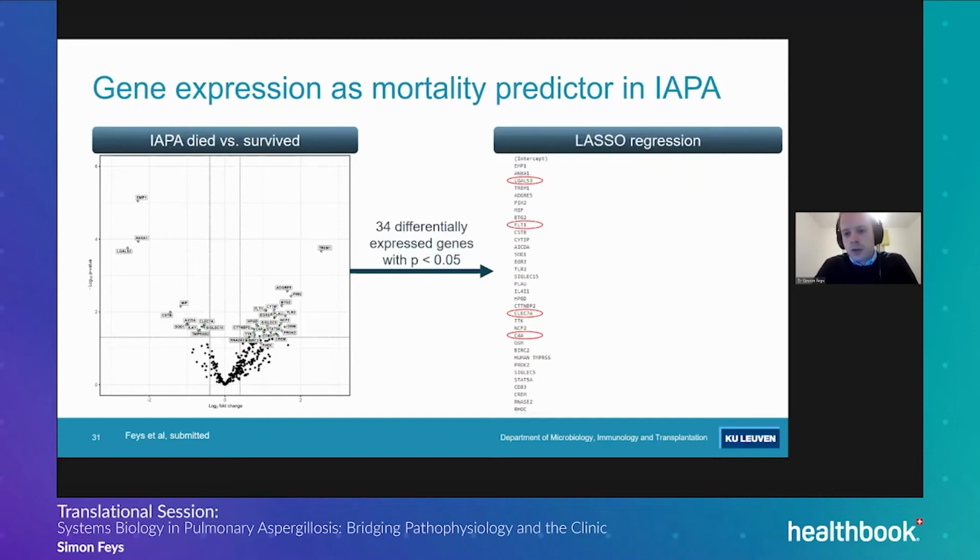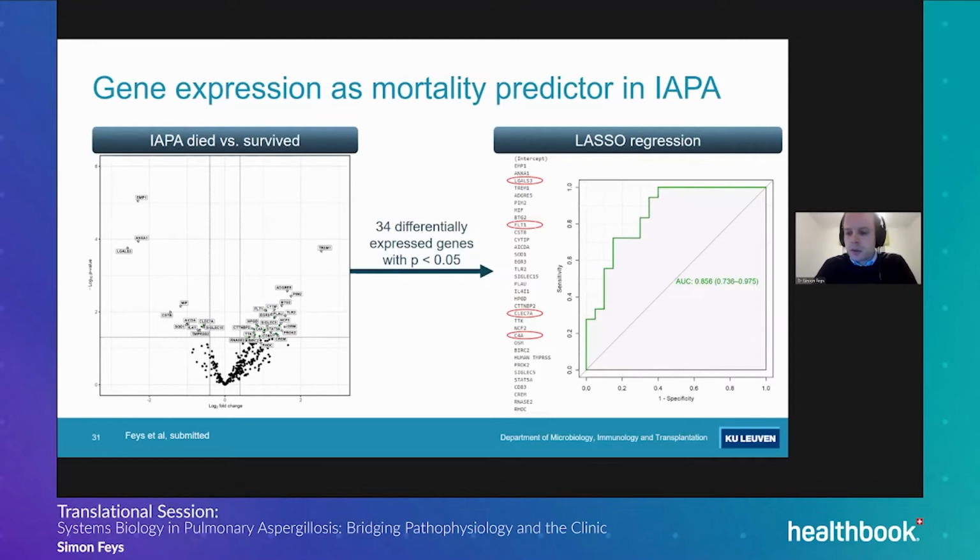And we identified 34 genes which had a p-value of less than 0.05 for this comparison. When we performed lasso regression on these 34 differentially expressed genes, we found that the combination of 4 of these genes, listed here, could quite nicely predict mortality in these patients with an AUC of approximately 0.85.